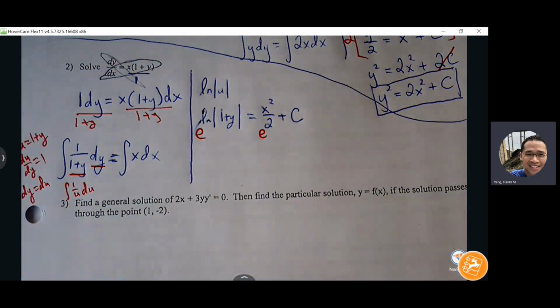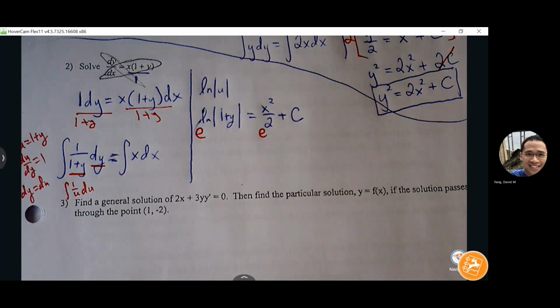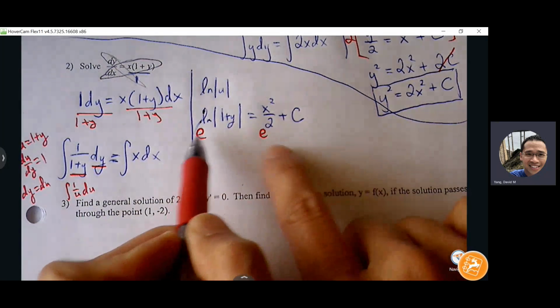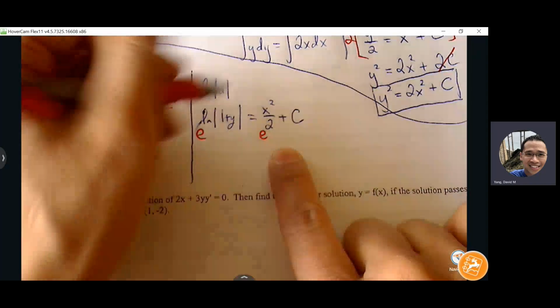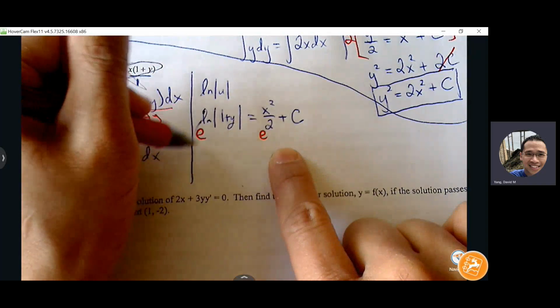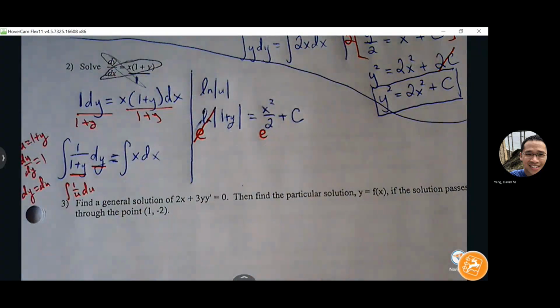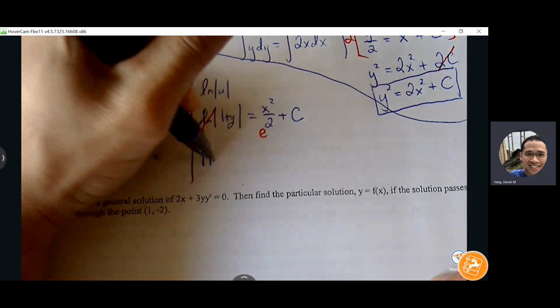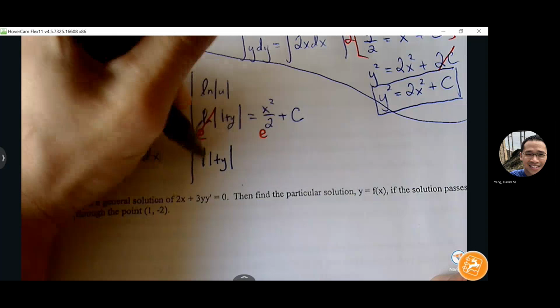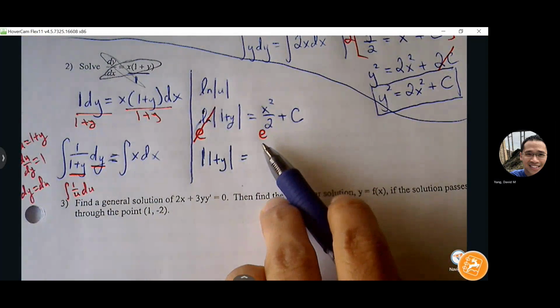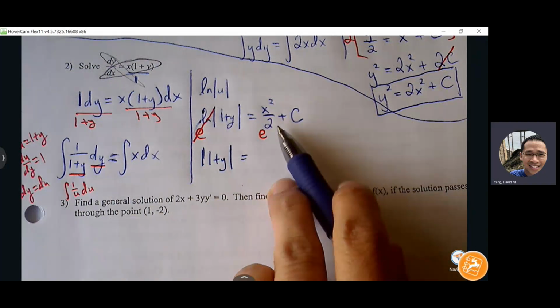And so now we're in the cleanup stage. Okay, we've solved it. Now we're just trying to find a way to rearrange this equation to get a y by itself. The y is stuck inside natural log, so we raise both sides with e as the base, and that will allow this to do what? To cancel, and I'm just left with what? Absolute value of 1 plus y. Okay. Now I have e to the x squared over 2 plus c.